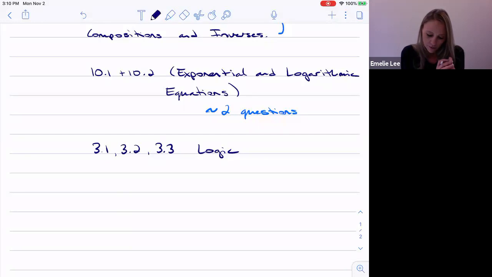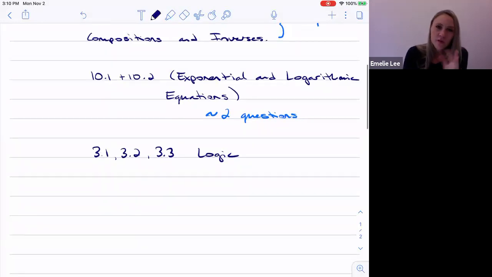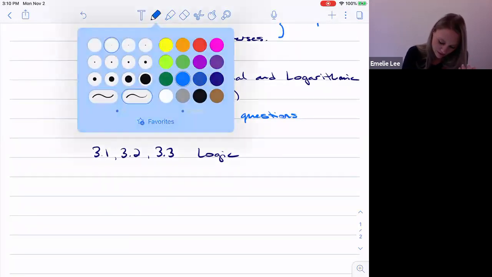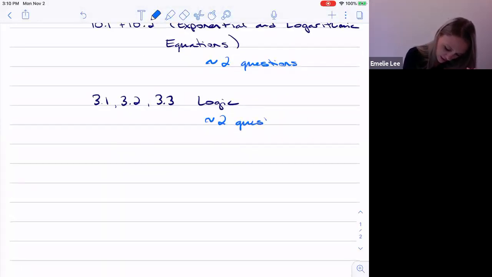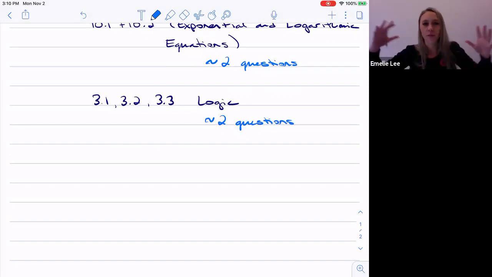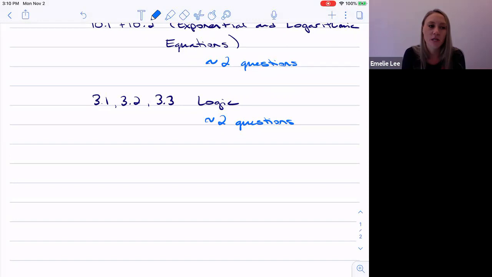I'm gonna go for probably 2 questions from here. Remember, I'm kind of roughing it here. Roughly 2 questions. Again, likely multi-part, where you set up one big truth table and figure it out.